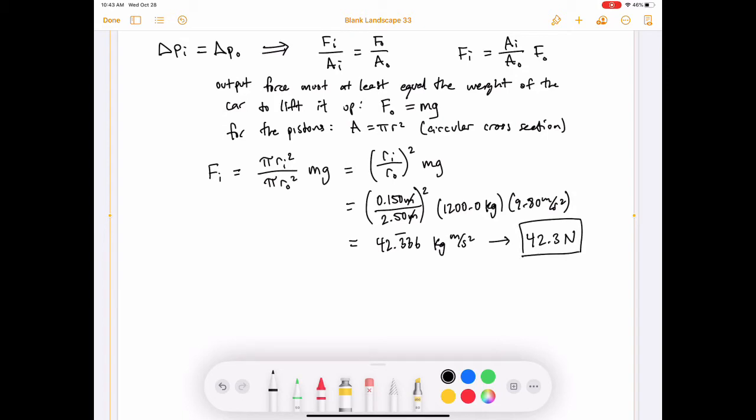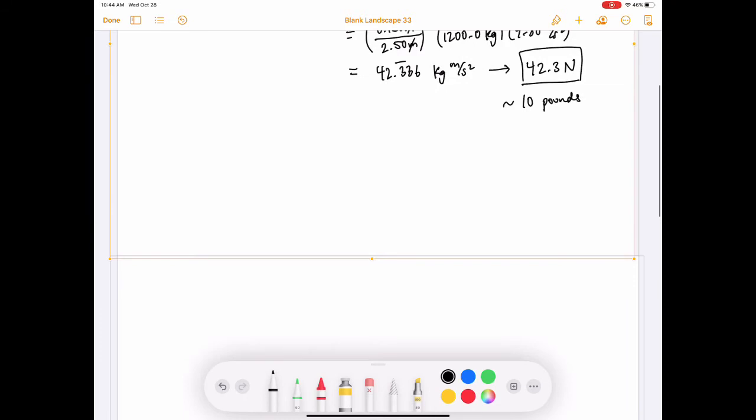Now that's a tiny amount of force. That's equivalent to about 10 pounds. So you can take a little 10-pound weight, put it on the input shaft, and that's actually enough to lift the car at the output side. So that's pretty amazing. But again, the price you pay is that the output shaft is not really moving up that much compared to the input shaft.